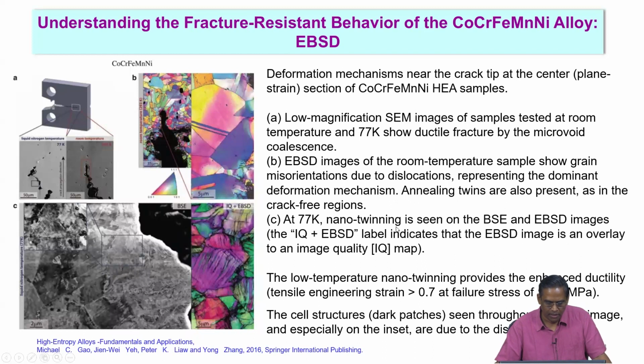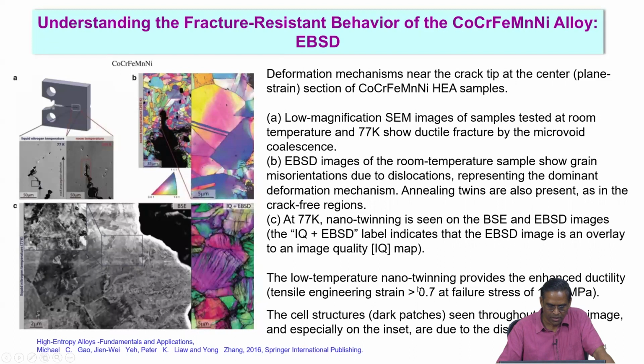So at 77 Kelvin, nano twinning is seen in the BSE. You look at the scale bar, it's 2 microns. And then in this zoomed region, you can see this is just 1 micron. So nano twinning is seen in BSE and EBSD images. And then you have the IQ map, and the EBSD label indicates that the EBSD image is an overlay of an image quality. This is how most people represent EBSD images.